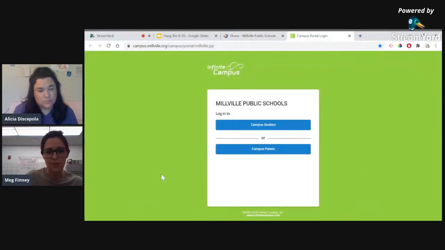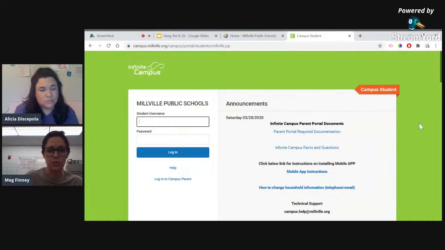When you click that, it's going to open up a new tab for you. You can also do this on your phone using the mobile app. What you want to do is click Campus Student. Once you click that, it's going to take you to the login screen. This is where you're going to enter the username you have, which is your student ID, and the password you're going to be given by your school.